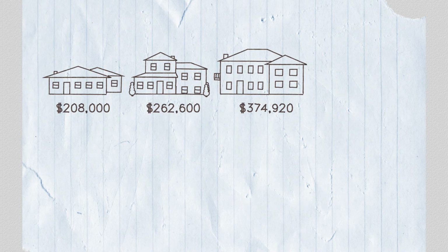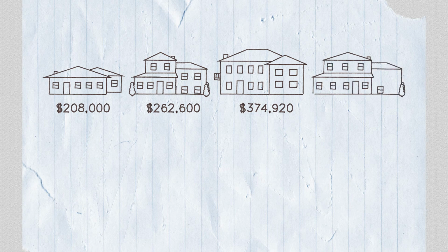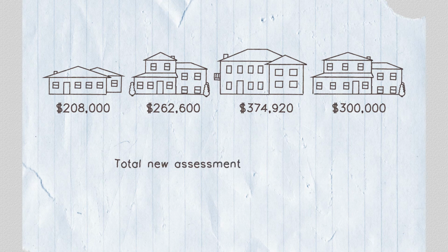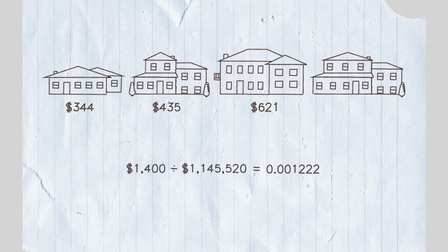But suppose that the cost of services went up, but also one more home was now built in the town and it was worth $300,000. The new total assessment is now $1,145,520. This results in a new tax rate. The new house now helps pay for the cost of services, and the result is that everyone pays less. This is a hypothetical representation of how the process works.